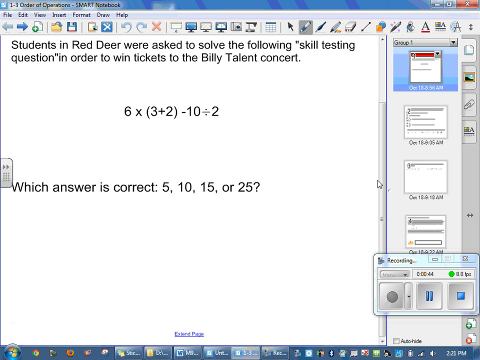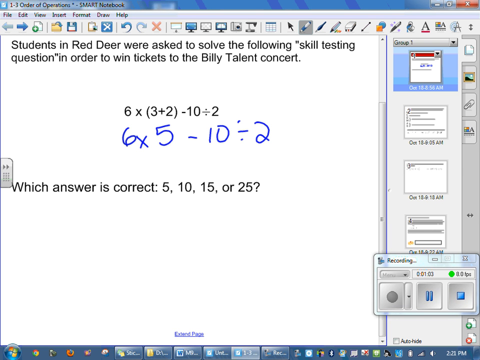Let's solve it using BEDMAS. The first thing is brackets, so I must solve inside here. So I've got 6 times, what's 3 plus 2? 5. Subtract 10, divide by 2. Next step is exponents. There's no exponents, so I go right to the next step, division and multiplication.